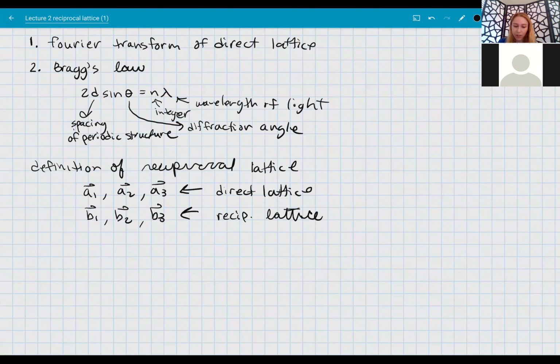So I'll write down the definition for all of them, but it's going to be a little bit redundant. So B1 is defined as 2 pi times A2 cross A3 divided by A1 dot A2 cross A3. So all of these should have vectors. So that's B1.